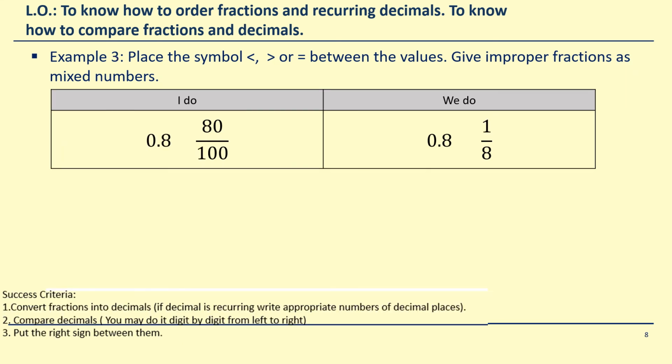Okay, and now we've got another example. So you should remember that 80 hundredths is the same actually, if we divide top and bottom by 10, it will be the same as 8 tenths, which is 0.8. So those two are actually equal. Now pause this video and try redo.